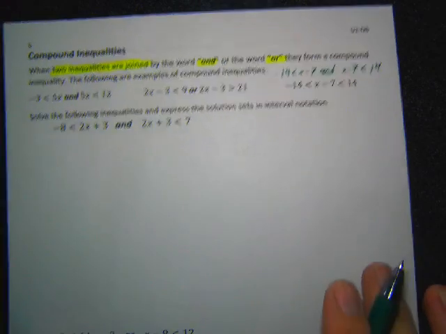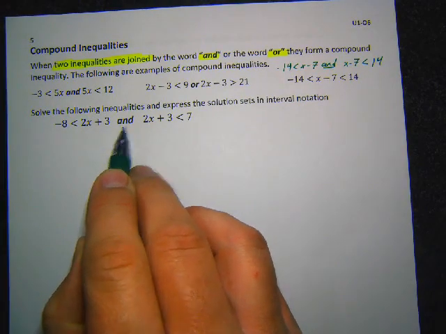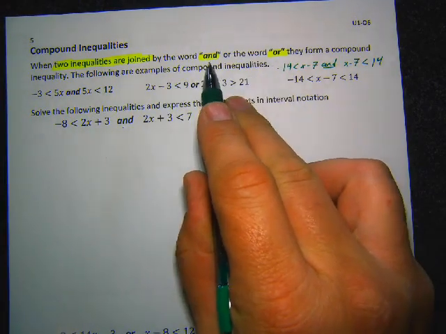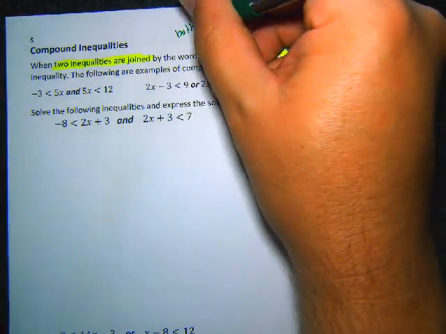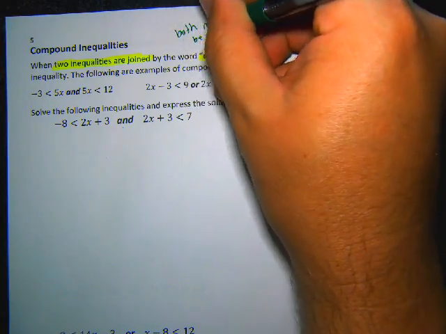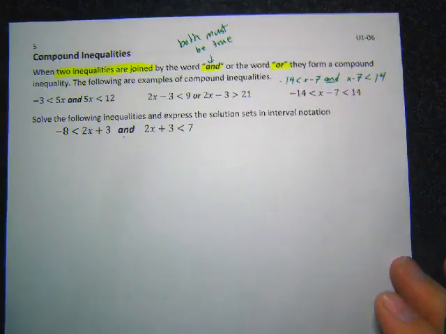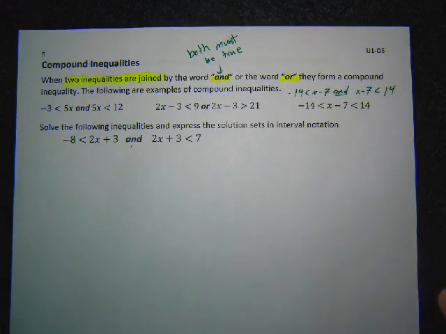Okay, let's solve. Now you have to be really careful whether you're solving an and inequality or an or inequality, because in math, and means that both must be true. So in math, we'd never say that a number is odd and even, because it can't be both, right? You're either odd or even. You can't be both. A number could be bigger than 7 and even. 8 is bigger than 7 and even, so they could be both.